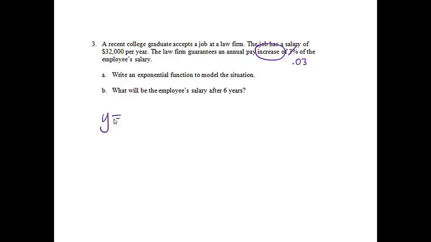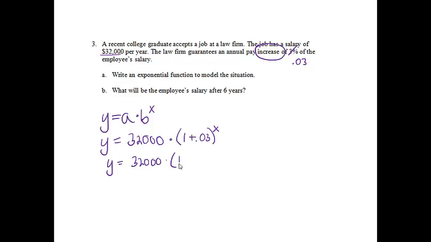We know that we'll have y equals a times b to the x. So we'll have y equals, a is the starting amount. Well, it says that the starting salary is $32,000, so 32,000 times b. Since we are increasing, we are going to add 1 to it, so it's going to be 1 plus 0.03, and since it's exponential, it has to be raised to the x power. And then I'm going to just rewrite this one more step, 32,000 times 1.03 raised to the x, because 1 plus 0.03 is 1.03.